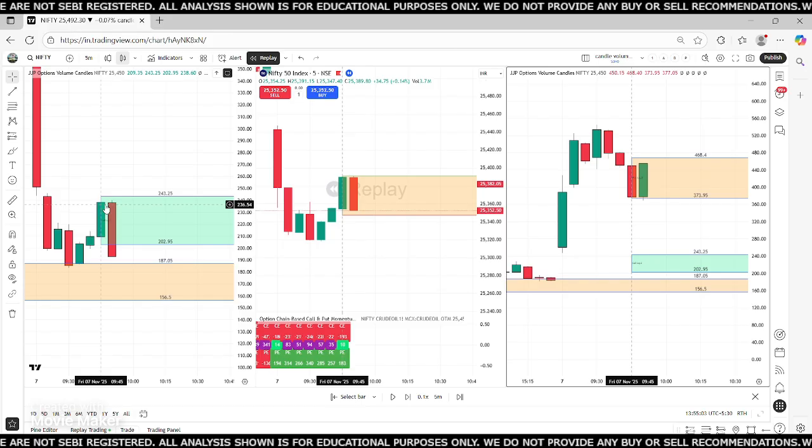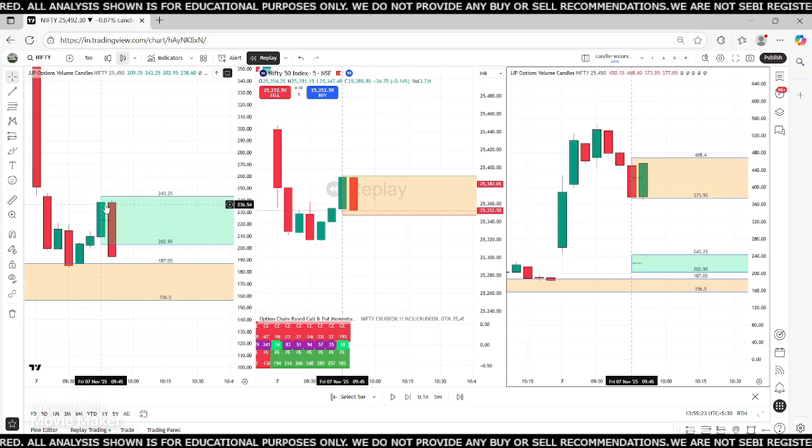Through the option volume candles, what we can confirm is, because these are candles made of volatility and volume, once there is a confirmed breakout in all three charts, then only we are going to make the entry. Otherwise, even if a breakout happens, we can easily find that it is a false breakout, not a confirmed breakout.